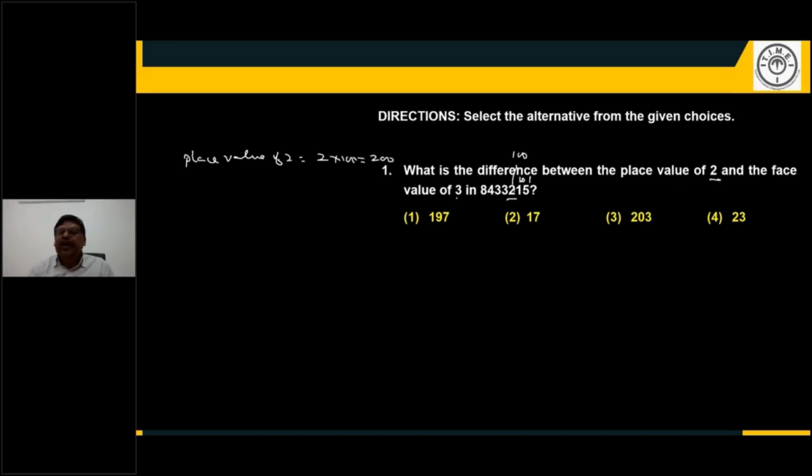But students, face value means the actual value of the digit. For 3, whether it's here or here, the face value will be the same, 3. The face value of 2 is 2, and the place value is 200, because it's 2 into 100. The difference is 200 minus 3, which is 197. My answer is choice 1.